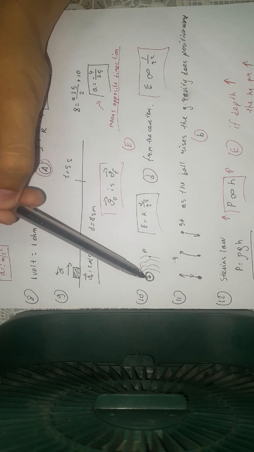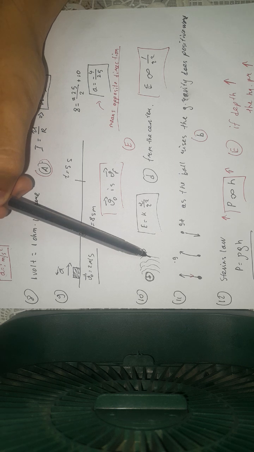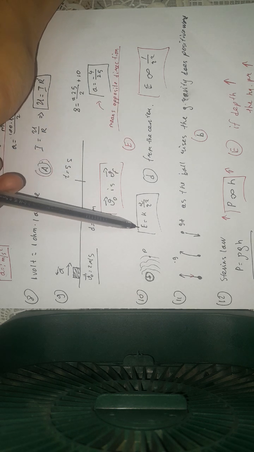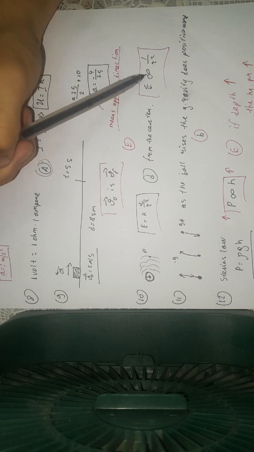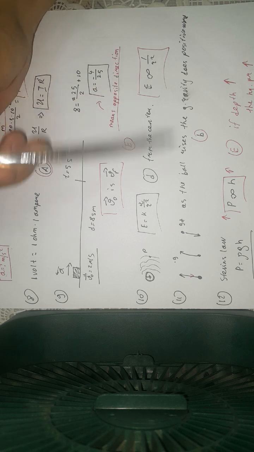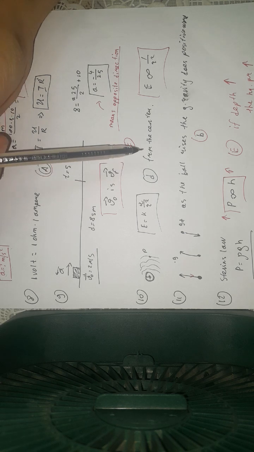So, in the 10th question, we have this sphere which is charged, and point P. At point P, the electric field is inversely proportional to the square of the radius, or the distance to this point. So the correct answer is D.